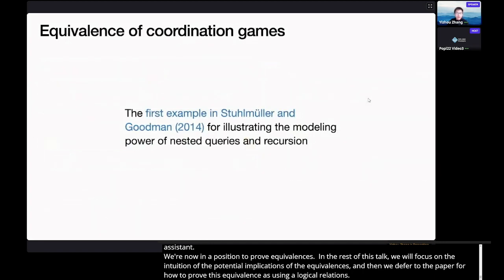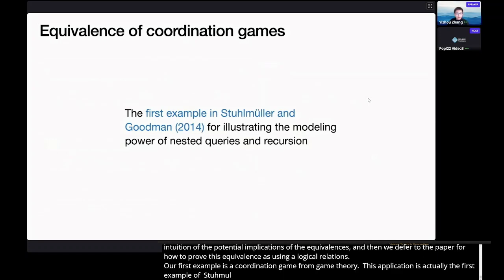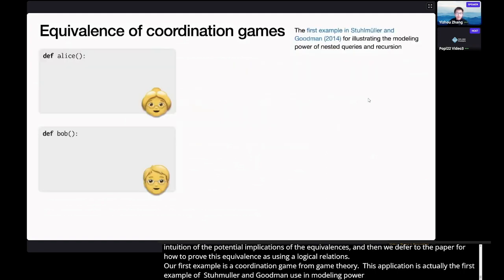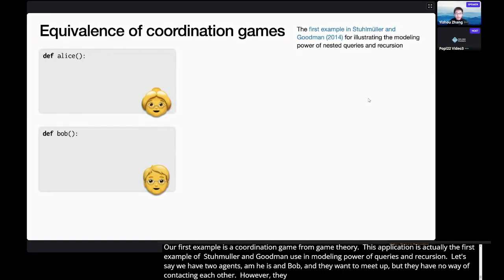Our first example is a coordination game from game theory. This application is actually the first example that Stuhlmüller and Goodman use to illustrate the modeling power of recursively nested queries. Let's say we have two agents, Alice and Bob, and they want to meet up, but they have no way of contacting each other. However, they do know each other's preference about the possible two locations.